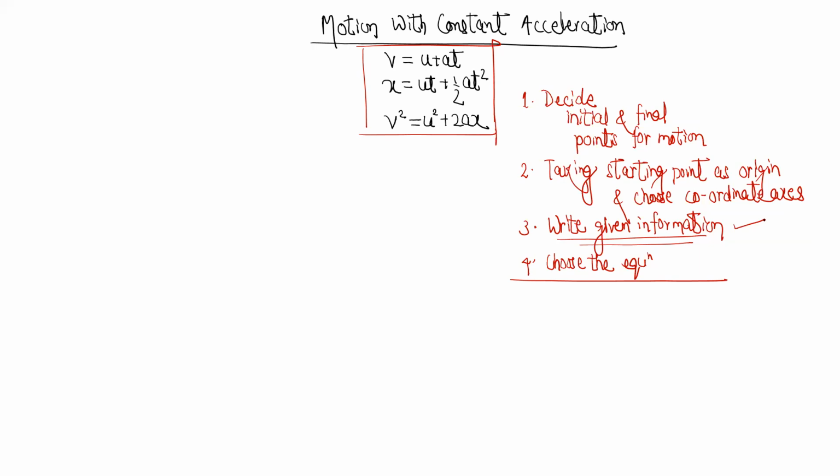A body is falling near surface of Earth. What does that mean? Acceleration equal to g downwards. So it seems like nothing is given, but no, acceleration is given. That means, है ना?